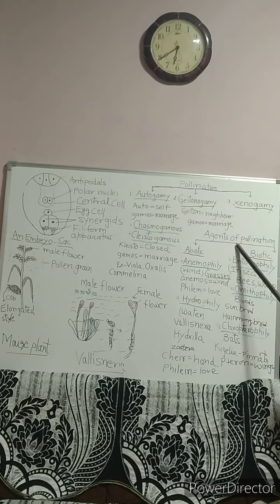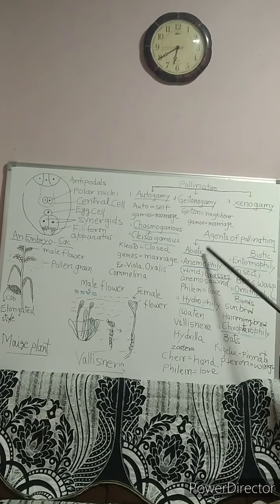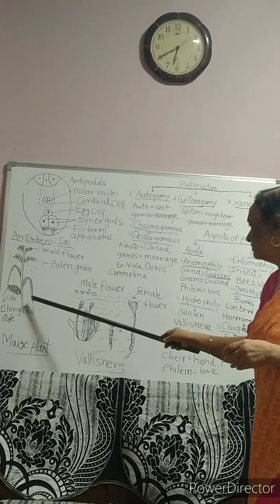So which are these agents of pollination? These agents are divided into two: abiotic agent and biotic agent. A means non-living. It is a non-living agent. First is anemophily. Anemos means wind, phily means love. These are wind-loving plants. Examples are grasses and maize plant.